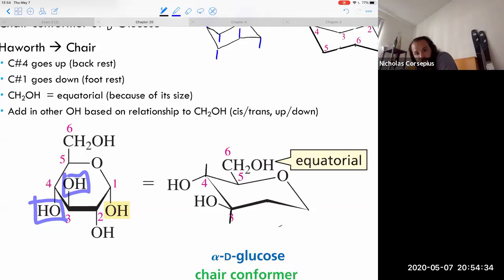Right, and you can convince yourself that way that these are indeed trans from one another, right? If it was cis, then that OH group and its neighbor would be on the same side of the ring.